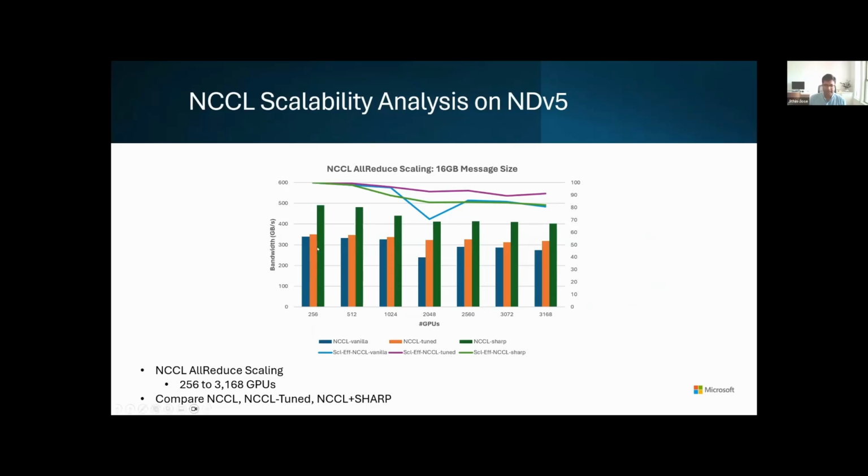So looking at the scaling efficiency, the tuned version can get about 90% scaling efficiency, starting from 256 GPUs all the way to 3K GPUs. And then on the SHARP, we are close to about 84% efficiency.